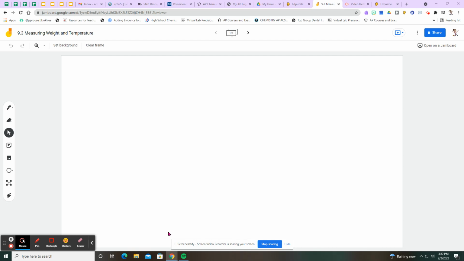All right, so this is 9.3, and in this section, we're going to be measuring weight and temperature. There are a couple of units in here that, again, you are going to need to make sure that you know, like the English units of weight that are given on page 602. You need to make sure you know those, and I'll write them up here. That 16 ounces equals 1 pound.